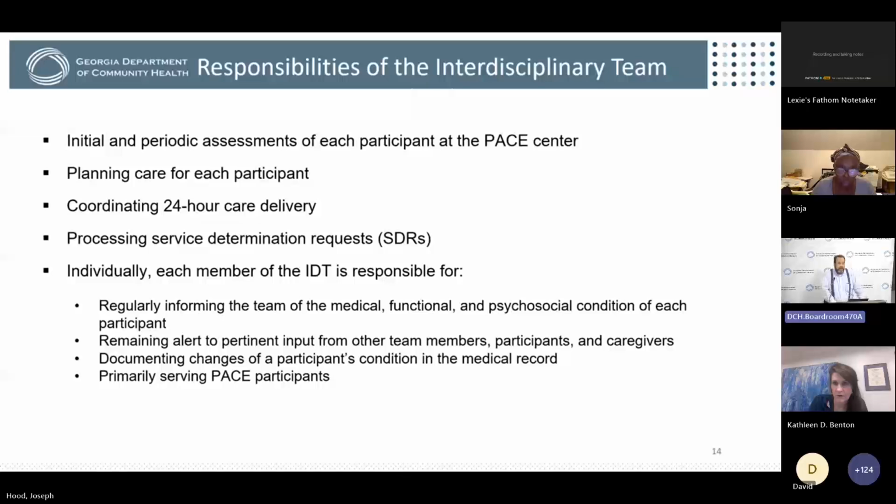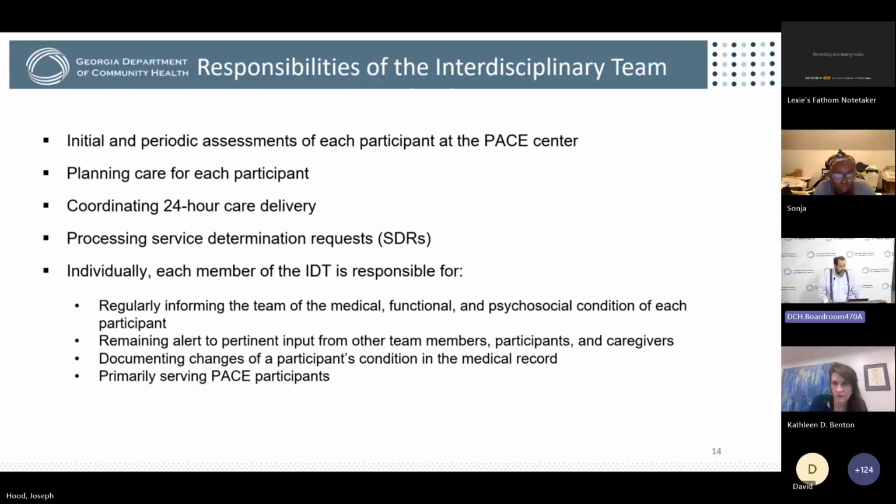What are the responsibilities of the interdisciplinary team? That initial entry assessment along with periodic assessments of the individual participant at the PACE Center. Anytime when you're working in one of these programs, you want to make sure that your plan of care is actually progressing appropriately. So that's where you have those periodic assessments to make sure you're delivering the right care and you don't need to add things, remove things, get different services in.